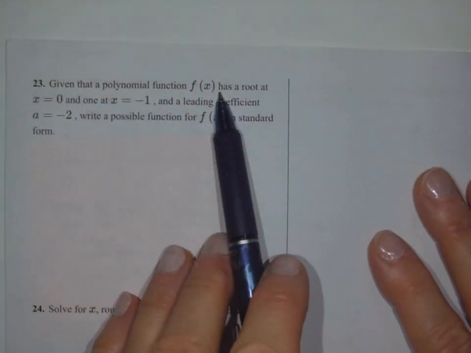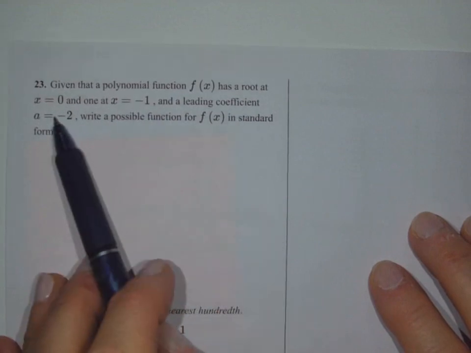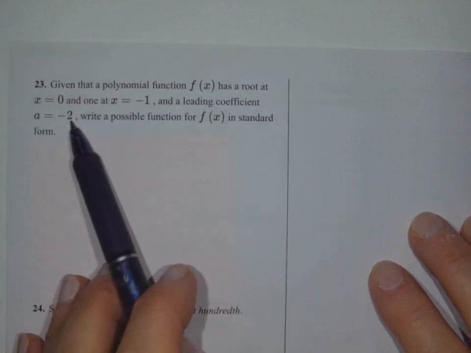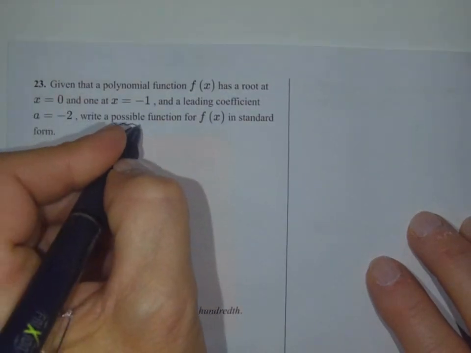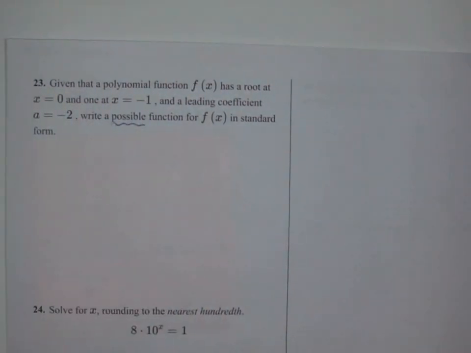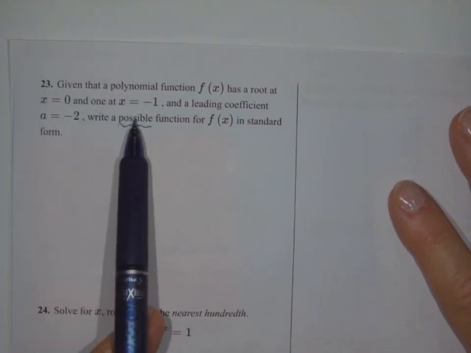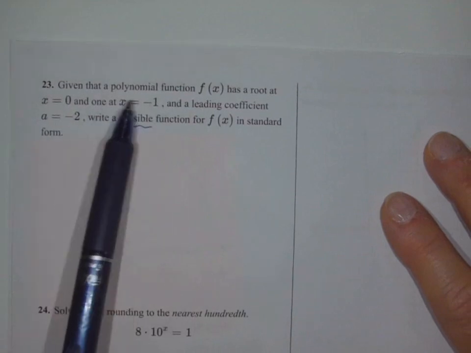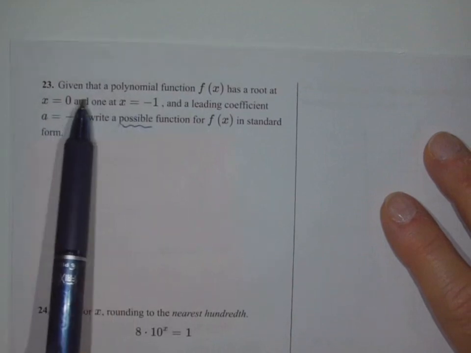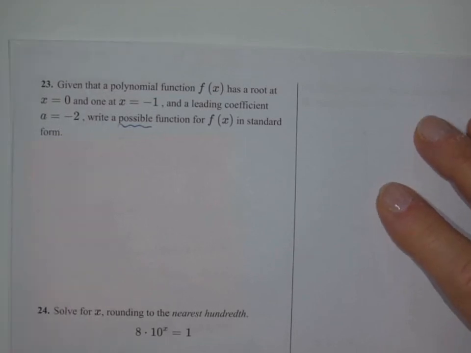Given the polynomial function f of x, we have two roots, and we're told we have a leading coefficient of -2, and we need to write a possible function. This is kind of important to notice. We don't say it's the only answer, right? It's a possible solution. But what we need to have for sure is two roots at x equals 0, x equals -1, and a leading coefficient of -2, okay?